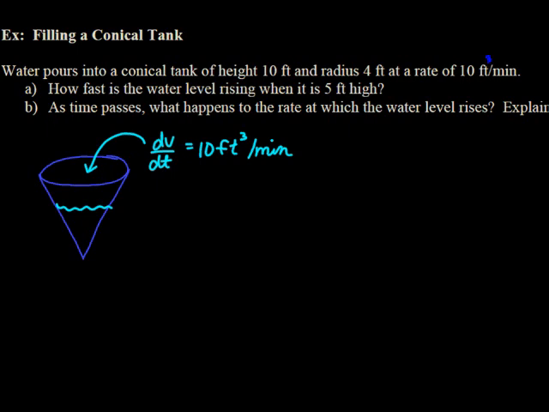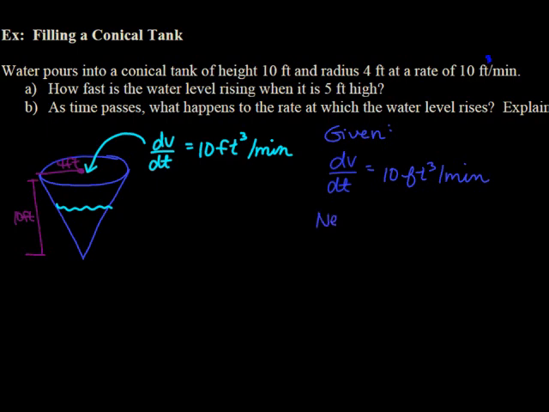Okay, we also know that the entire cone has a height of 10 feet. And we also know that the entire radius of our cone is 4 feet. Okay. So now let's go ahead and write down our givens and our needed information. So our given information, we are given the volume again, so dV dt was 10 cubic feet per minute.